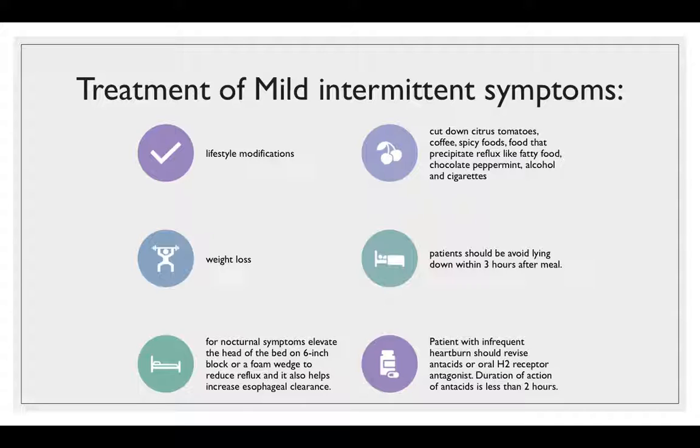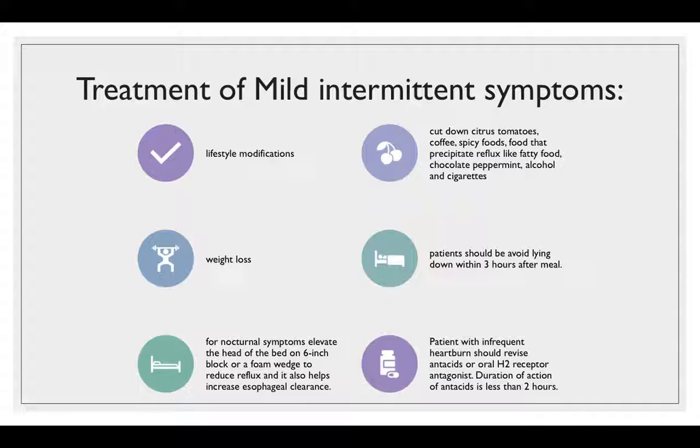Weight loss you're going to prescribe. And if the patient is having symptoms, particularly at night, like nocturnal symptoms, you will ask your patient to elevate the head of the bed on a 6-inch block, at least 6 inches high, or a foam wedge to reduce reflux, and it also helps increase esophageal clearance. So just ask your patient to lift his head at least 6 inches above, so that it helps increase esophageal clearance.